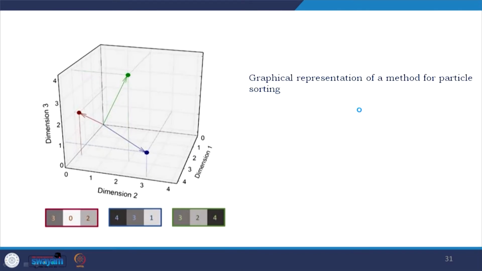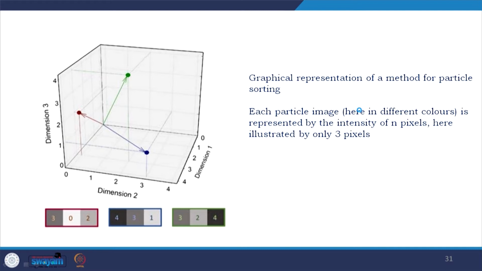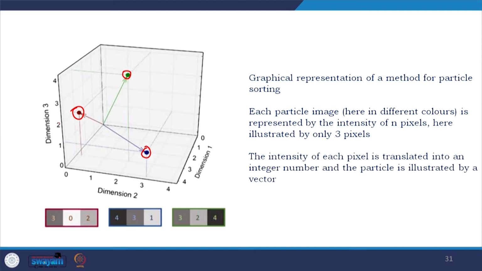So, if you see here, it is the graphical representation of a method of particle sorting. Here each particle image, represented in 3 colors, 1 particle, 2 particle, 3 particle, is represented by 3 pixels. The intensity of each pixel is translated into an integer number and the particle is illustrated by a vector. So, if you see for the red, the pixels are collected, pixels are converted into integers and separated.